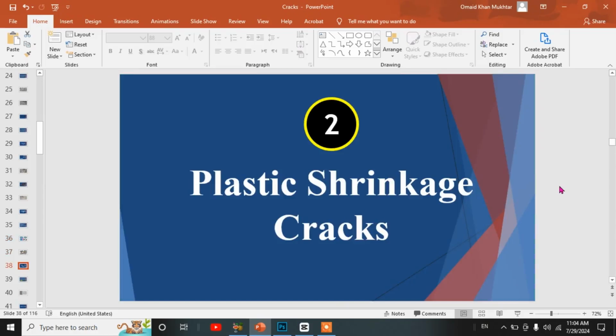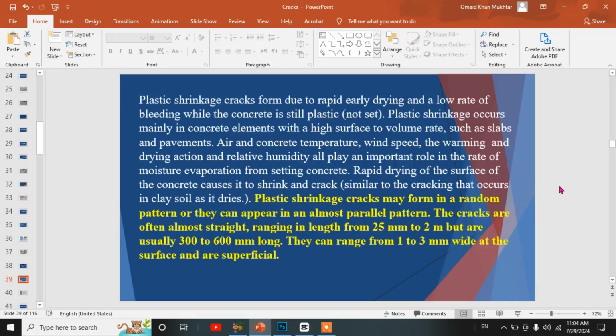Plastic shrinkage cracks. Plastic shrinkage cracks form due to rapid early drying and a low rate of bleeding while the concrete is still plastic, meaning not set. Plastic shrinkage occurs mainly in concrete elements with a high surface to volume ratio, such as slabs in pavements.